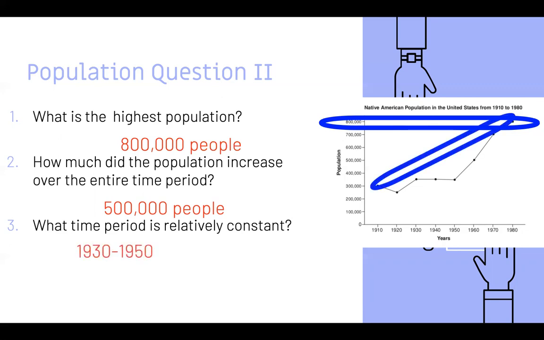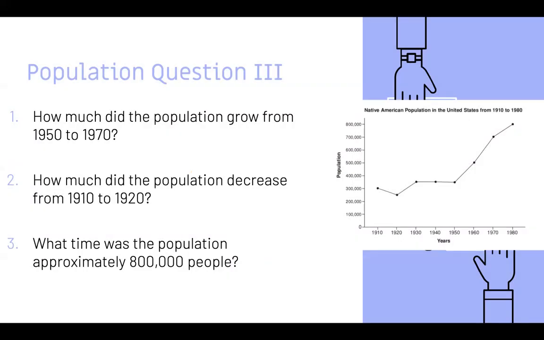And lastly, what time period is relatively constant? That period is between 1930 and 1950, where it's pretty flatline, where it's pretty constant. There's not much change going on.